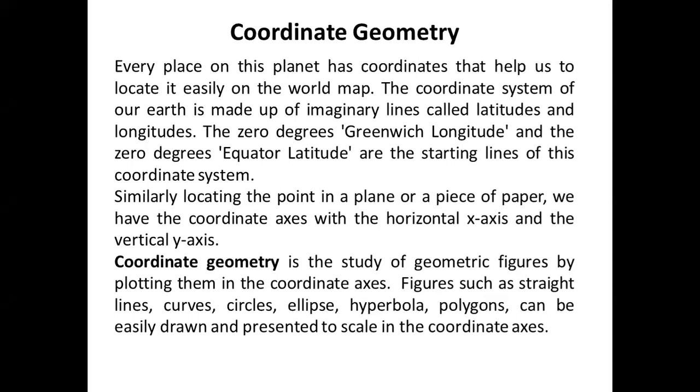Today we're going to talk about coordinate geometry. Every place on the planet has its coordinates that we can easily find on a map. We can imagine our Earth as a coordinate system with lines that are latitudes and longitudes. The 0 degree Greenwich longitude and the 0 degree equator latitude are the starting lines of the coordinate system. So you can imagine a coordinate system with two different lines: one is the x-axis and the other is the y-axis.